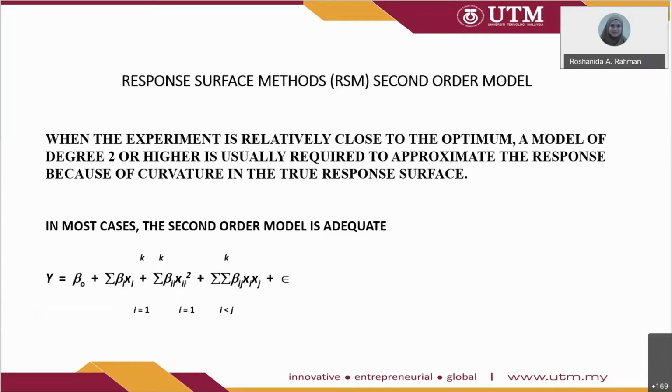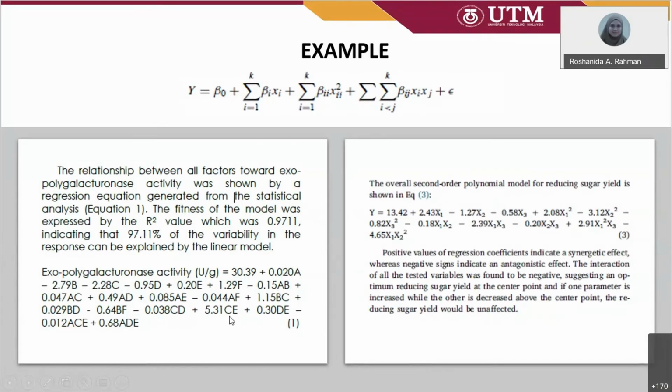If you want to conduct the optimization process after you have done your screening process by using two-level factorial design, or we have other designs rather than two-level factorial design, for example Plackett-Burman, if you have heard of that before, that also involves a linear equation. It is one of the equations from the screening process. You can see here the sentence, the relationship between all factors toward the activity, the yield, the Y. So the activity is shown by this equation.